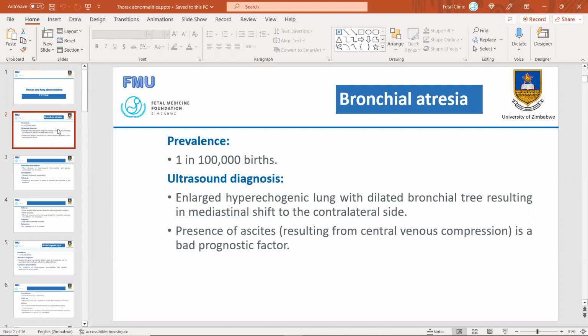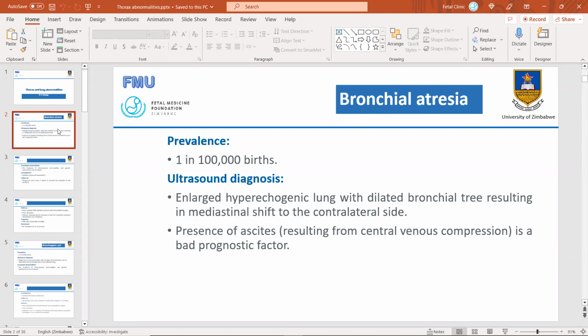So bronchial atresia, it's a condition which is not very common, 1 in 100,000. So that means in Zimbabwe, where we deliver around 400,000 women, you can potentially see just 4 of them. So it's not very common. So even if we haven't seen one, it is normal not to meet one, considering that we don't see every woman in Zimbabwe.